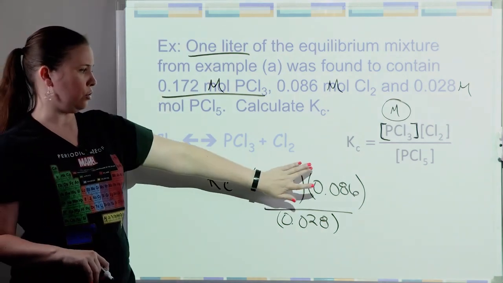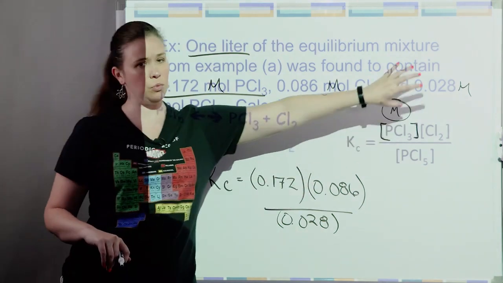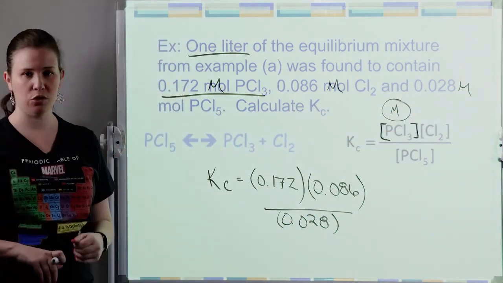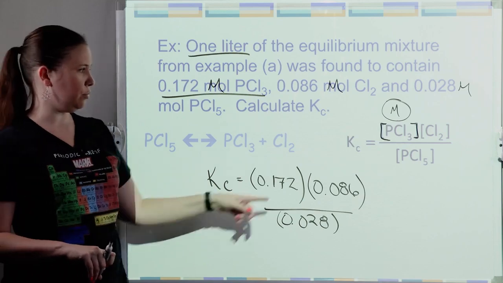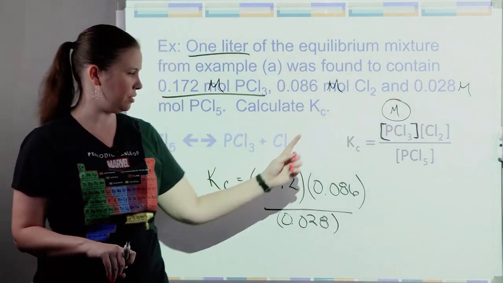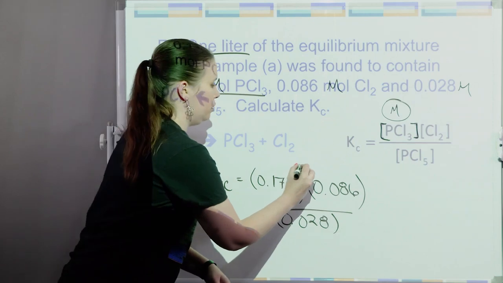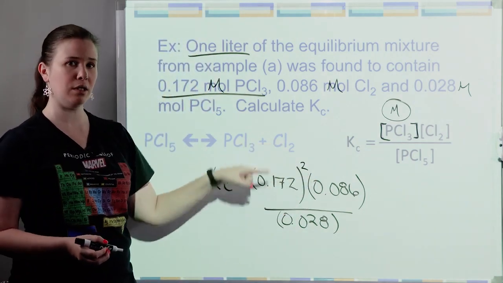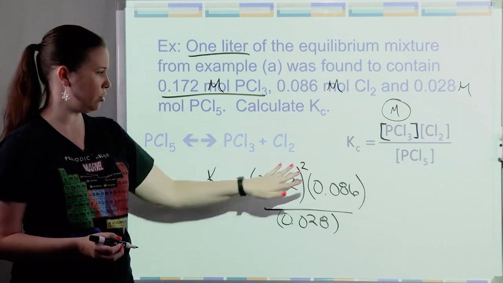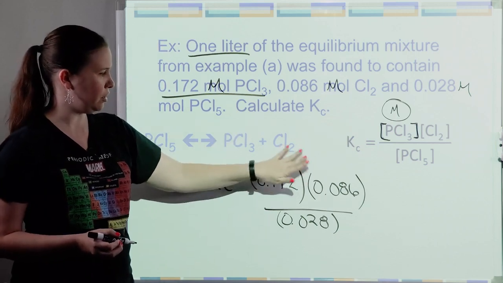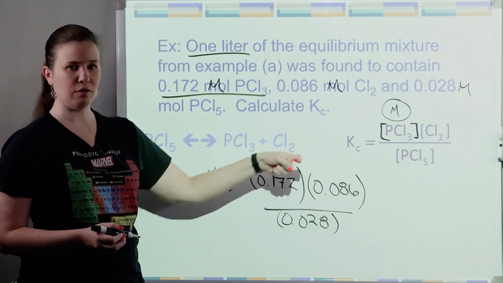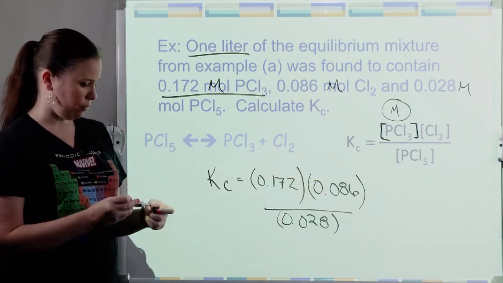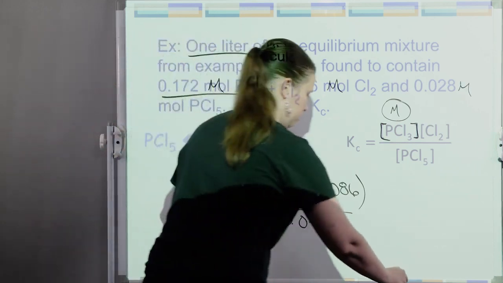Don't forget your exponents. This was the one we did first where the exponents were all 1 because the coefficients were all 1. But if you have an equilibrium expression with exponents, those exponents would come into your expression, and you would have to treat that as if you were squaring that concentration or cubing that concentration, whatever that coefficient happens to be. In this case, the math is simply raising each of these to 1, working out the multiplication and division. So what do we get for our K for this example?